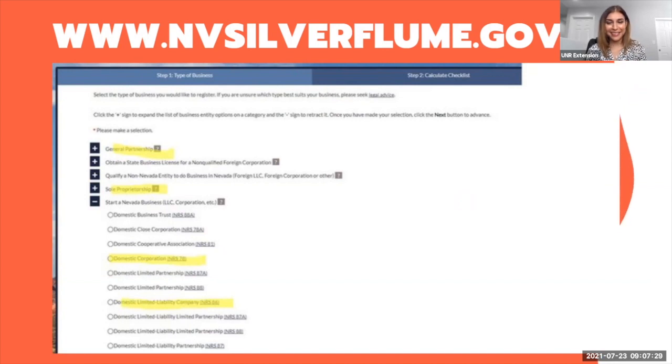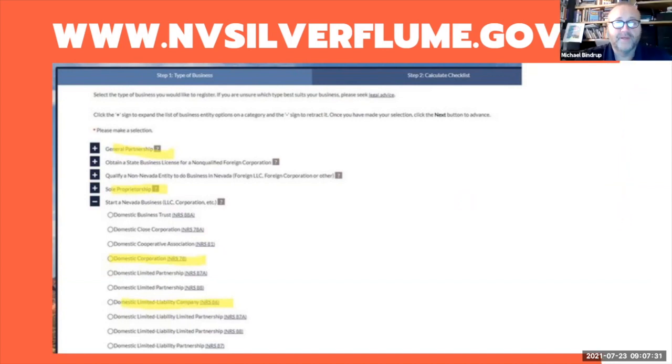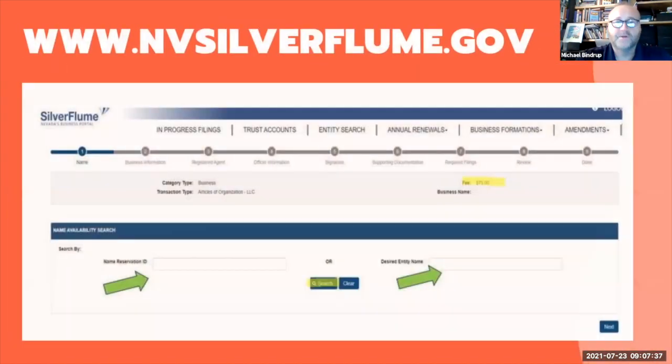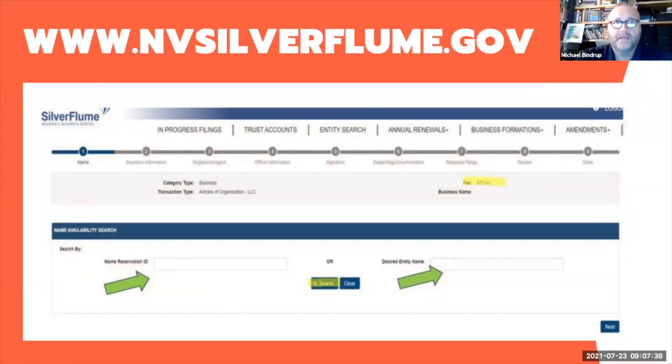So those are the 2 issues you have to really think about before you form your entity: taxation and liability. In this case, we've decided we want to be a sole member LLC. When we file the articles of organization, the cost is $75, a one-time fee you pay the first year.